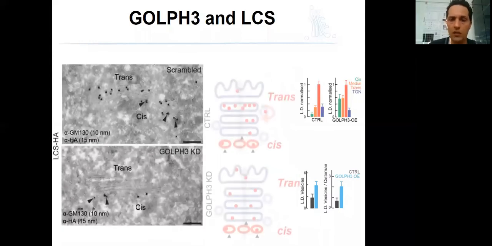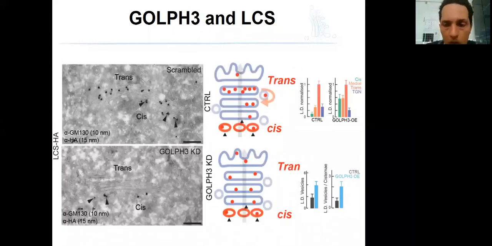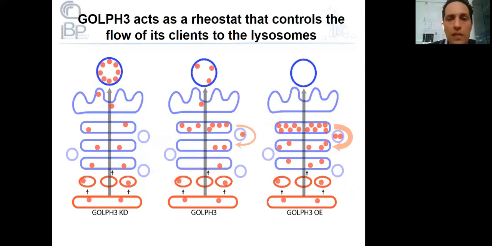If you look at knockdown cells, the Golgi is almost empty, meaning that the enzyme moves from the cis side of the Golgi to the trans side like a normal cargo, but in the absence of the adaptor it cannot be retained and recycled back. That's why it leaves the Golgi, reaches the TGN, before localizing in the lysosome where it is degraded. So here is just a cartoon that schematizes what I have told you so far. GOLPH3 mainly acts as a rheostat that controls the flow of its clients to the lysosome, mainly lactosylceramide synthase.